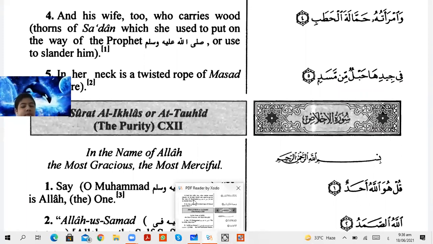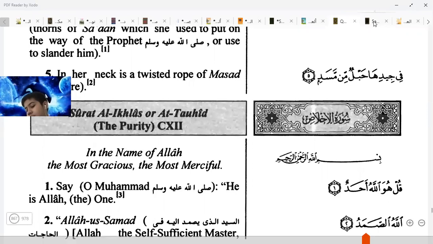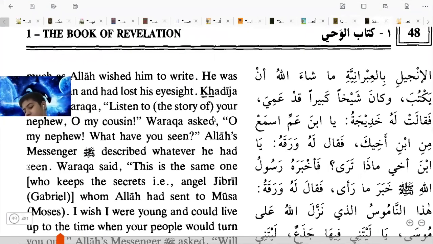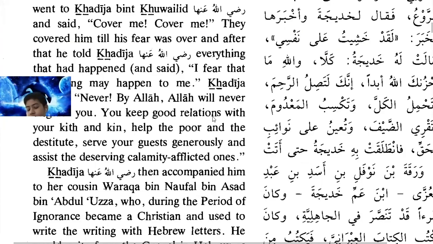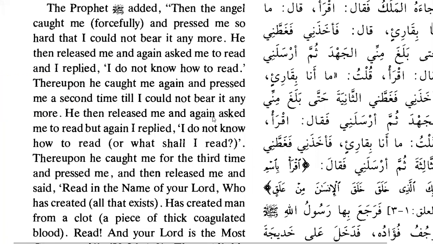Now, let's come to the hadith. What did we learn from the hadith last time? There were two new things. Read in the name of your Lord who has created all that exists, has created man from a clot, a piece of thick coagulated blood. Read, and your Lord is most generous. Good. What is this thing that you have just read?